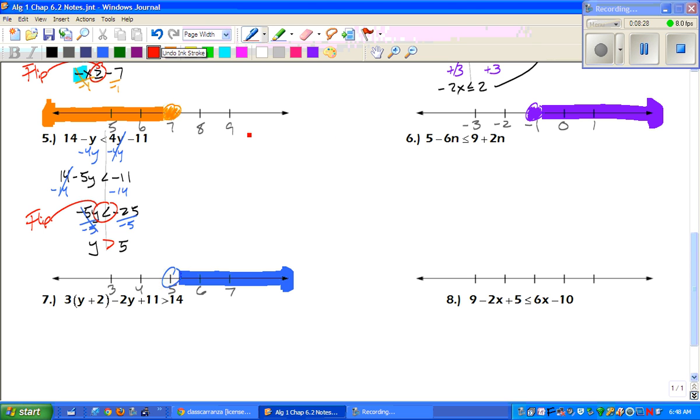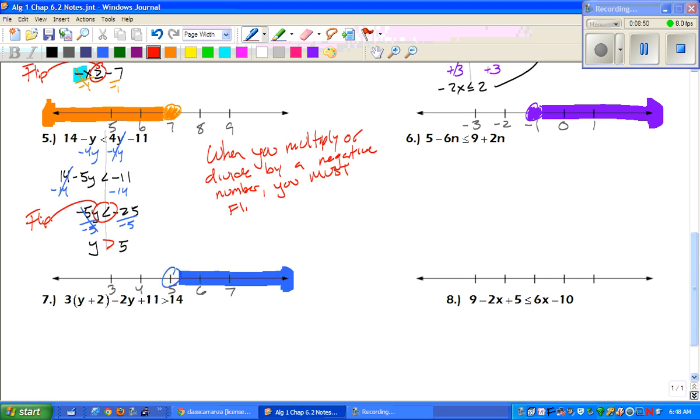So just something to remember. When you multiply or divide by a negative number, you must flip the inequality. Okay? It's not something like, oh, maybe I'll do it. No, if you want the right answer, you got to do it. Okay?